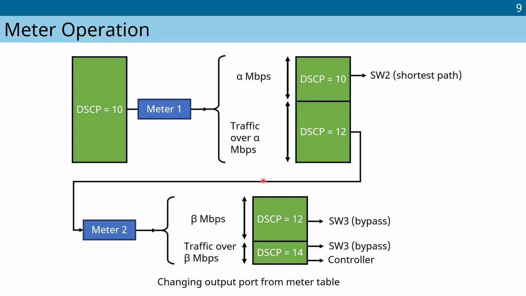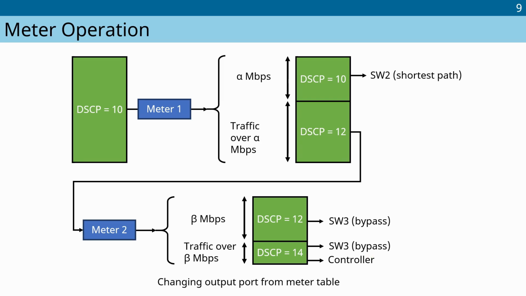But meta 2 also measures the rest traffic to check whether the rest traffic exceeds the capacity of the bypass or not. If it does not exceed beta megabits per second, both the shortest path and the bypass are used to provide the middle rate. Otherwise, switch 1 notifies the controller to switch the link rate of the shortest path to the high rate and aggregate these two paths to the shortest path.